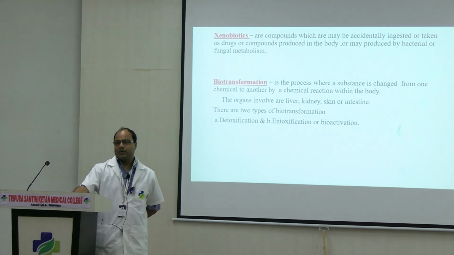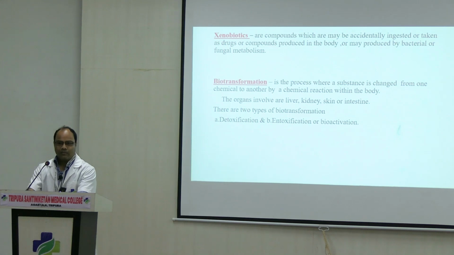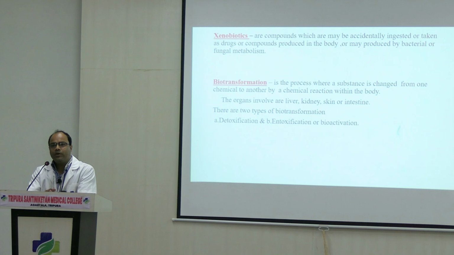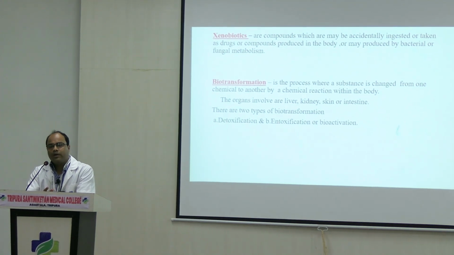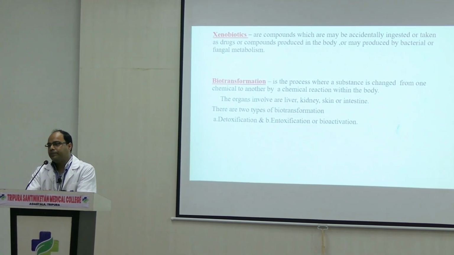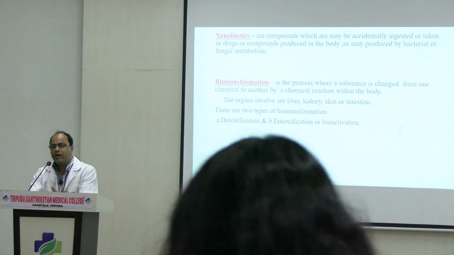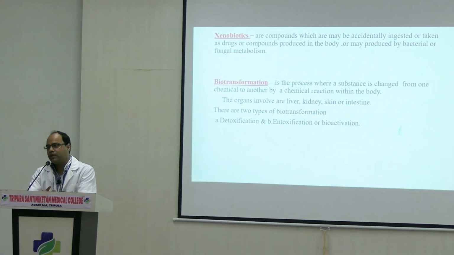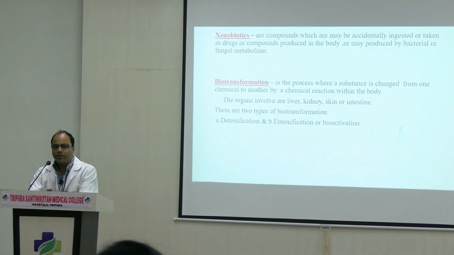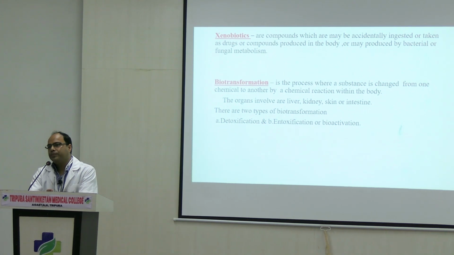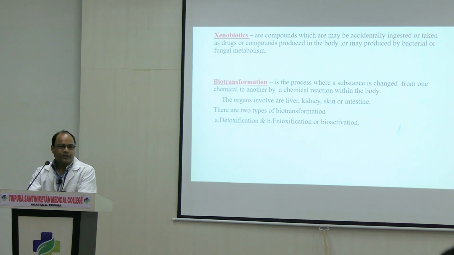You may have heard of the disease cholera. The responsible bacterium is Vibrio cholerae. It makes a toxin inside our body, inside our gut. That is called cholera toxin. This is one type of xenobiotic. You may have heard of a fungus called Aspergillus. It produces a toxin called aflatoxin. This is one type of xenobiotic.